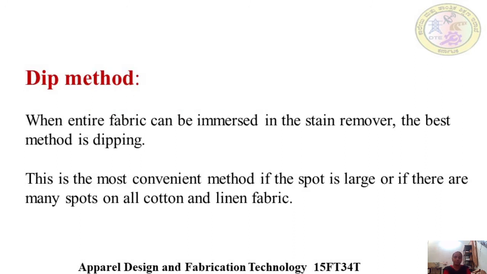First is the dip method. When the entire fabric can be immersed in the stain remover, the best method is dipping. This is the most convenient method if the spot is large or if there are many spots on all cotton and linen fabric. As the name indicates, dip is the soaking, that is dipping the whole fabric in the stain removal agents or the solvents. So the entire fabric or the garment is immersed in the stain remover.